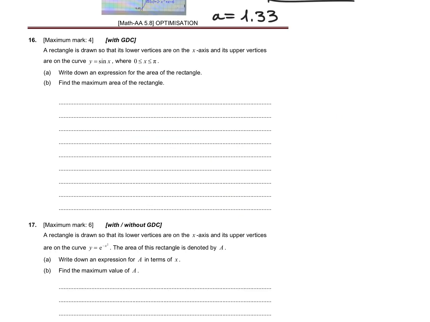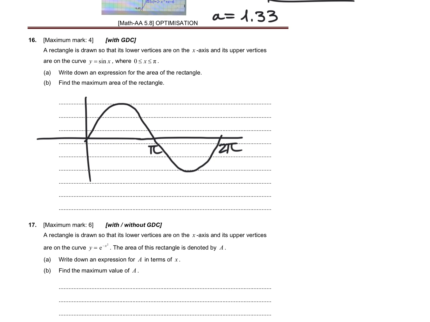All right, number 16. A rectangle is drawn so its lower vertices are on the x-axis. Okay. And its upper vertices are on the curve y equals sine x. So there's sine. This is pi, because remember, the period is 2 pi. So we've got that. Its upper vertices are like here, here and here. Something like this. Okay.